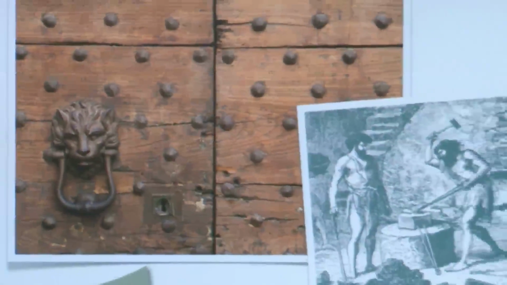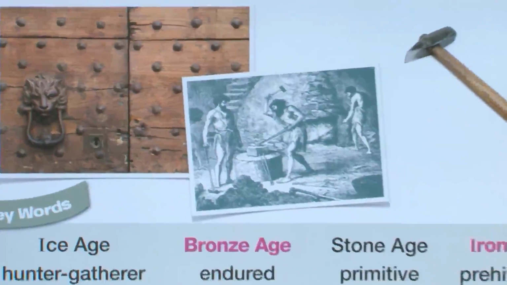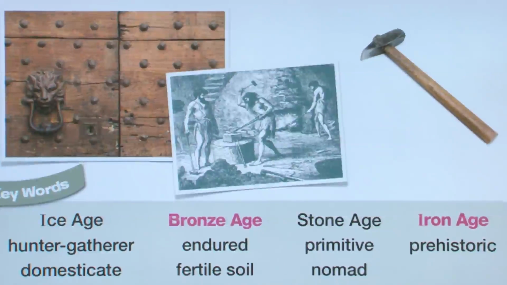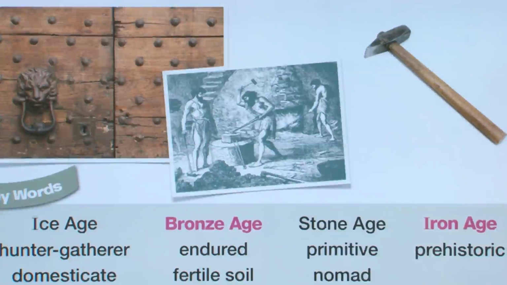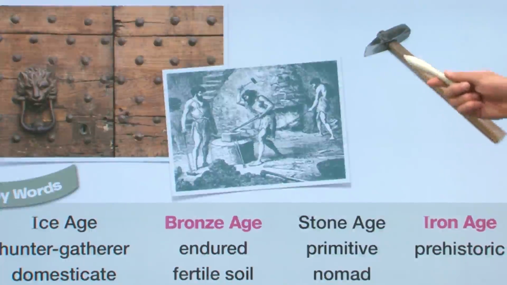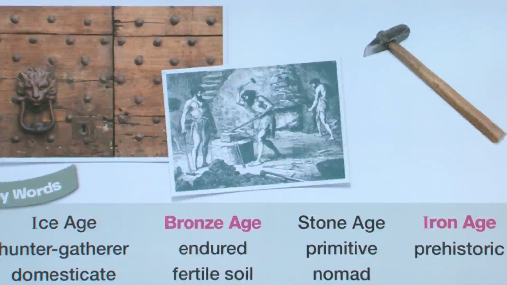And then during the Iron Age, which began around 1500 BC, people began to learn how to make tools and weapons with iron. Like we have this iron hammer here with a very sharp point on its back end. All right, well, that wraps up the key words. Now, let's read.